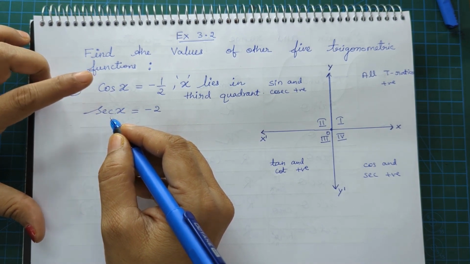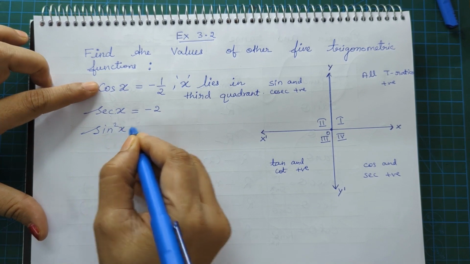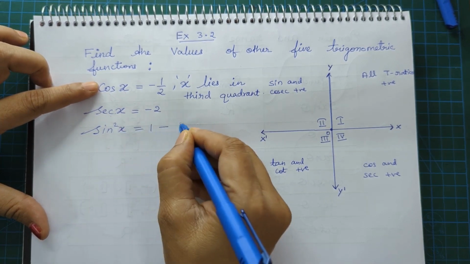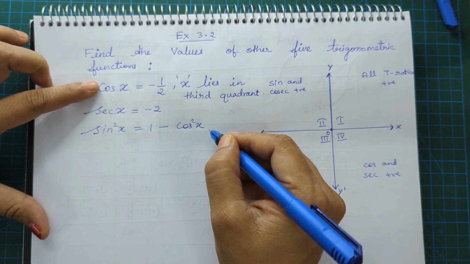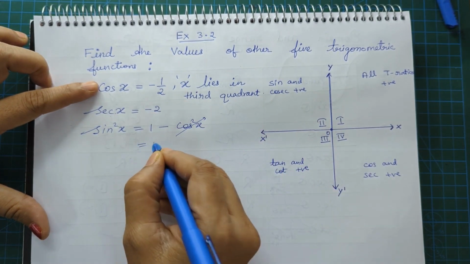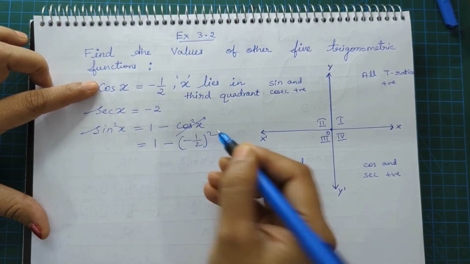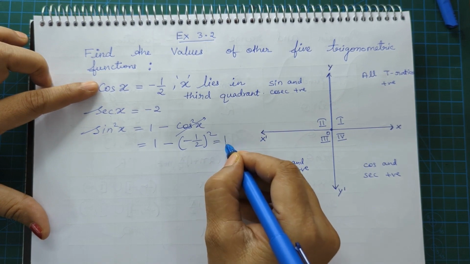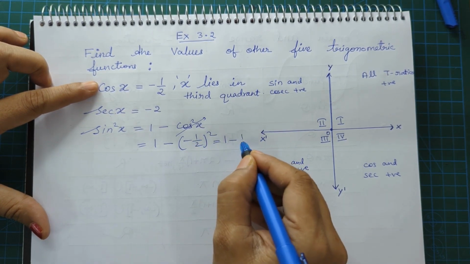So I start with sine. We know that sine square x is 1 minus cos square x. This is taken from the identity sin square theta plus cos square theta is equal to 1. We know this value by this time. So it is 1 minus negative 1 by 2 square, and negative square is positive, 1 square is 1, 2 square is 4, so 1 by 4.